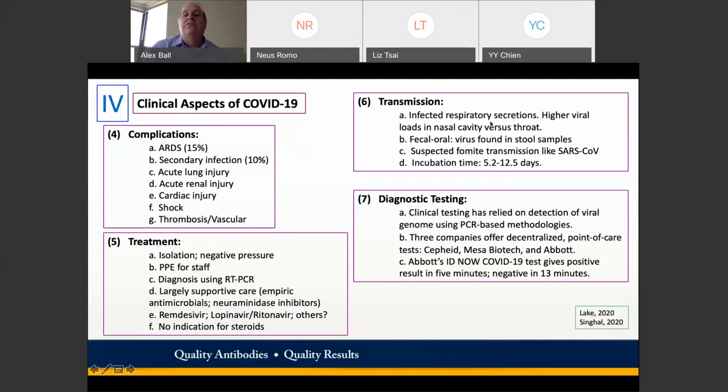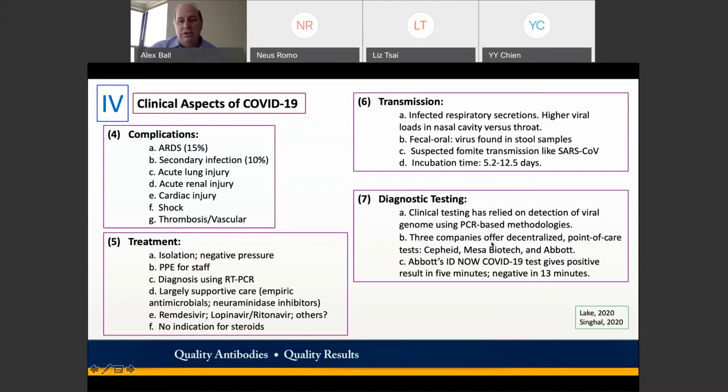Transmission is primarily through infected respiratory secretions. But there's also what appears to be an oral fecal route, because virus is found in stool samples. There could be some actual fomite transmission, as was seen with SARS-CoV, but it's still to be evaluated. And the incubation time is most likely somewhere between 5 and 13 days.